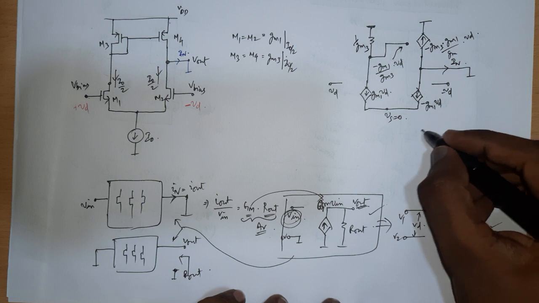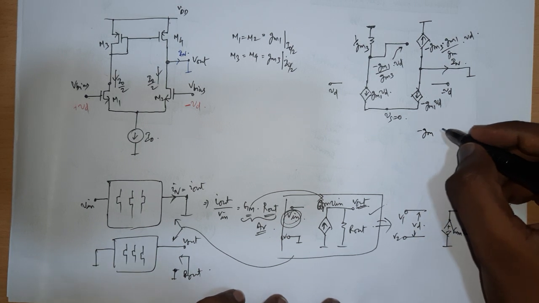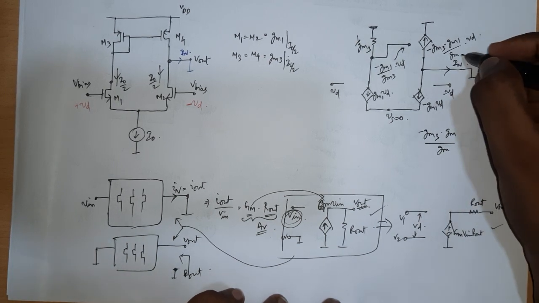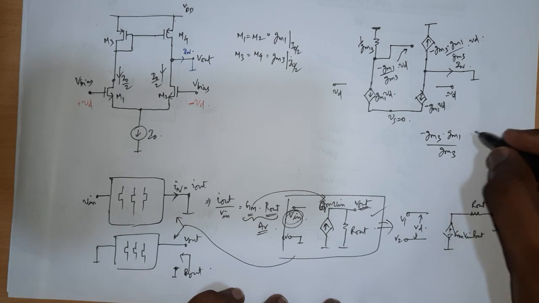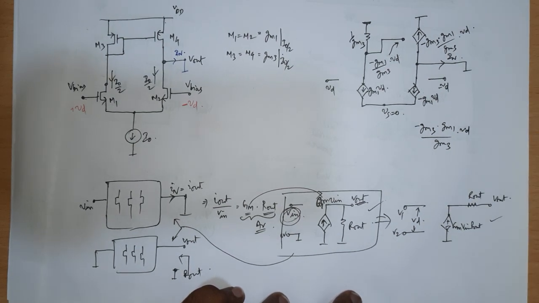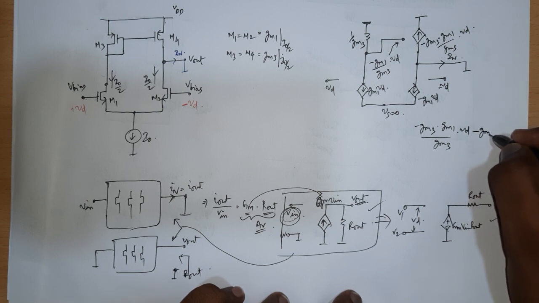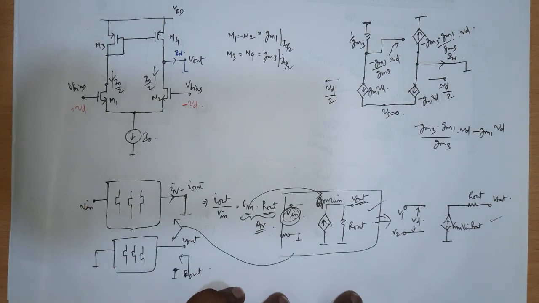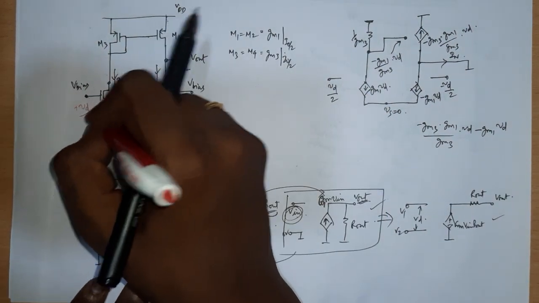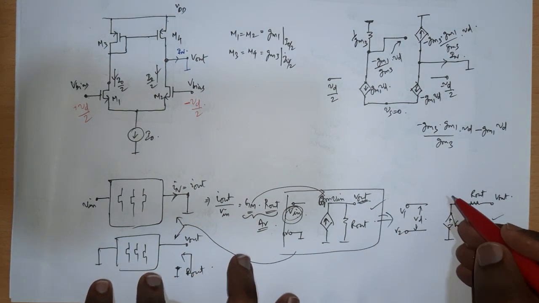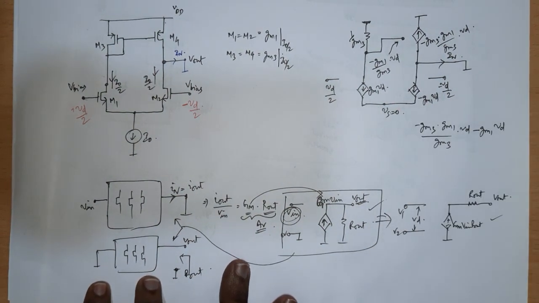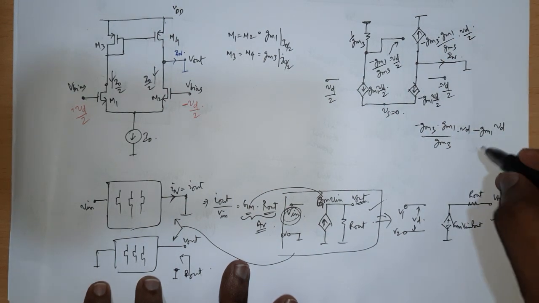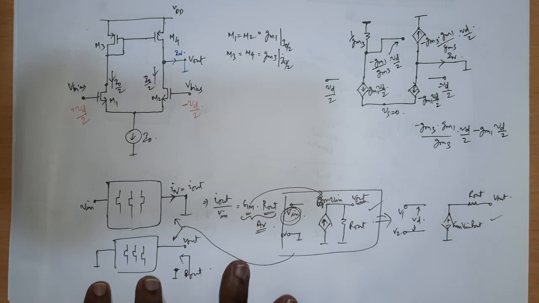So the three currents going out of this node will be equal to 0, so I can write it as minus GM3 times GM1 by GM3, okay, into VD minus GM1 times VD. I'm sorry, this is VD by 2, right? We said this is VD by 2 because VCM plus VD by 2 and VCM minus VD by 2. Okay, just make this correction. So everywhere it is VD by 2. It's also VD by 2, right?